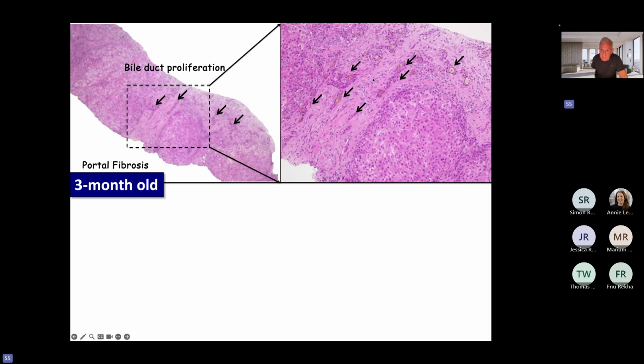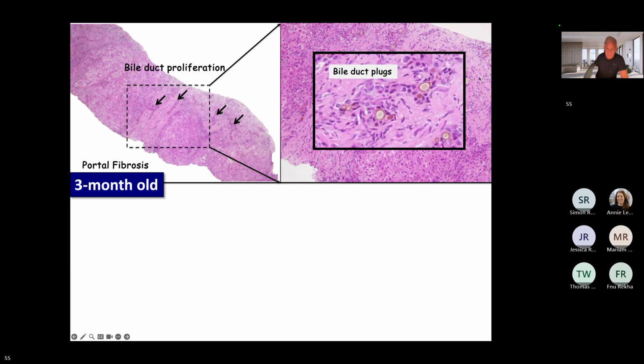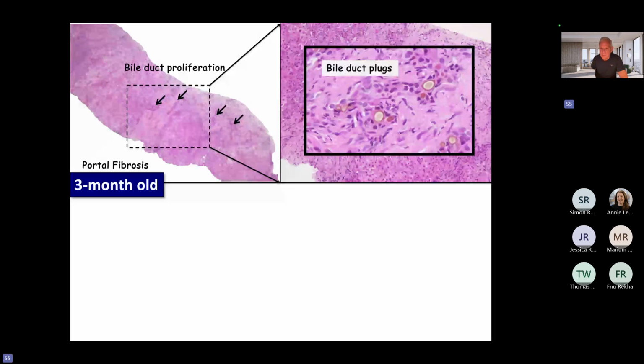Now, here, we have an empty bile duct. Let me see if there's one that's packed with bile here. Here, this one has bile sticking in it. Here's a very good one. This is the biliary ductule, and you can see the bile in it. Here's another one. Okay. And these are the so-called bile duct plugs.